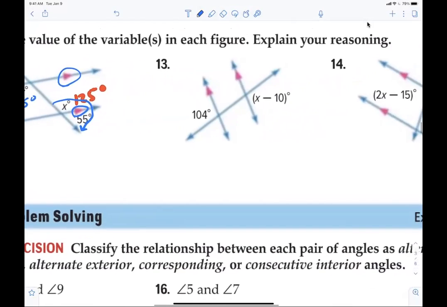Okay, look at 13. What's true about those two angles? They're equal. What are they called? Alternate exterior angles.